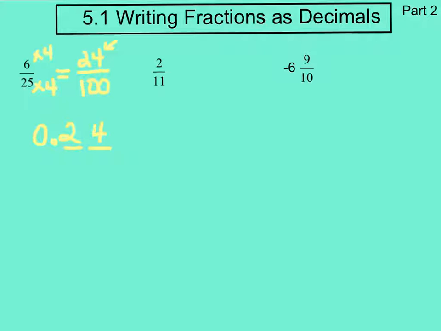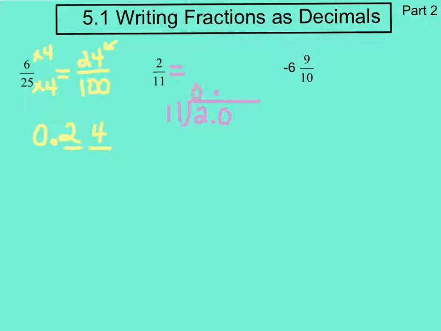All right, next one, 2 elevenths. Now, I don't think I can think of anything to multiply 11 by in order to get 100, so for this problem, we're going to need to do some long division. So let's go ahead and set up our problem. We're going to do 2 divided by 11.